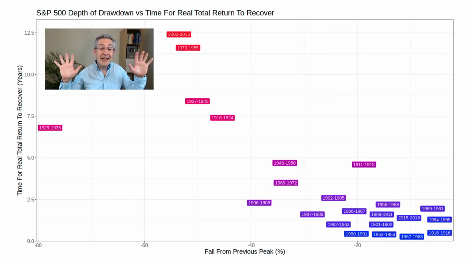So in this top left quadrant, you can see the most stressful ulcer generating region of the graph. And the periods which were most stressful and ulcer inducing were 2000 to 2013. That was a very long period. Also 1973 to 85, and a period long ago, which was 1929 to 1936. But notice how there is this relationship between the depth of the fall and the recovery time, which is just intuitive. It simply takes longer to climb back up in percentage terms if there's been a bigger fall in the first place.